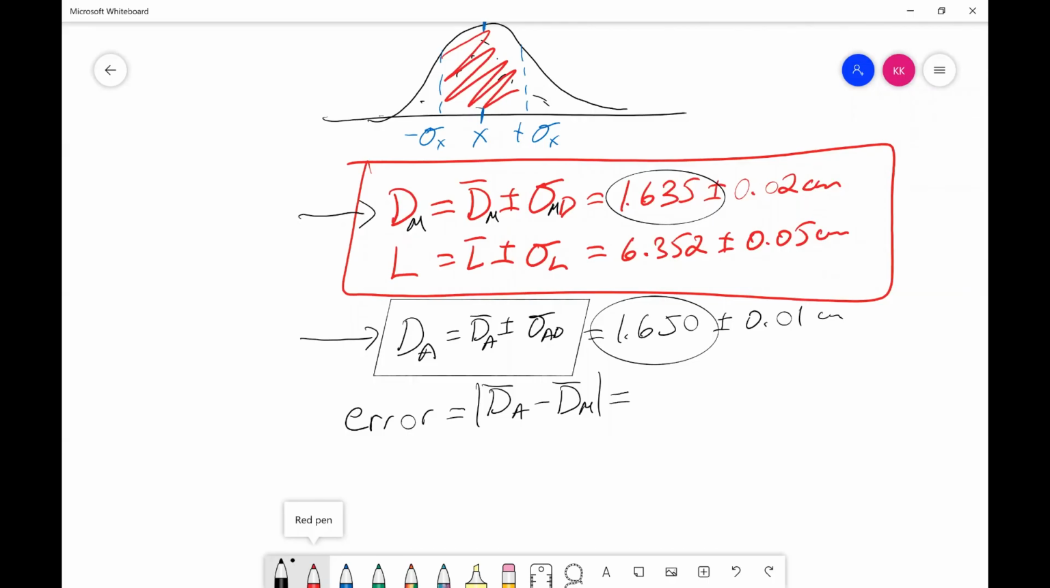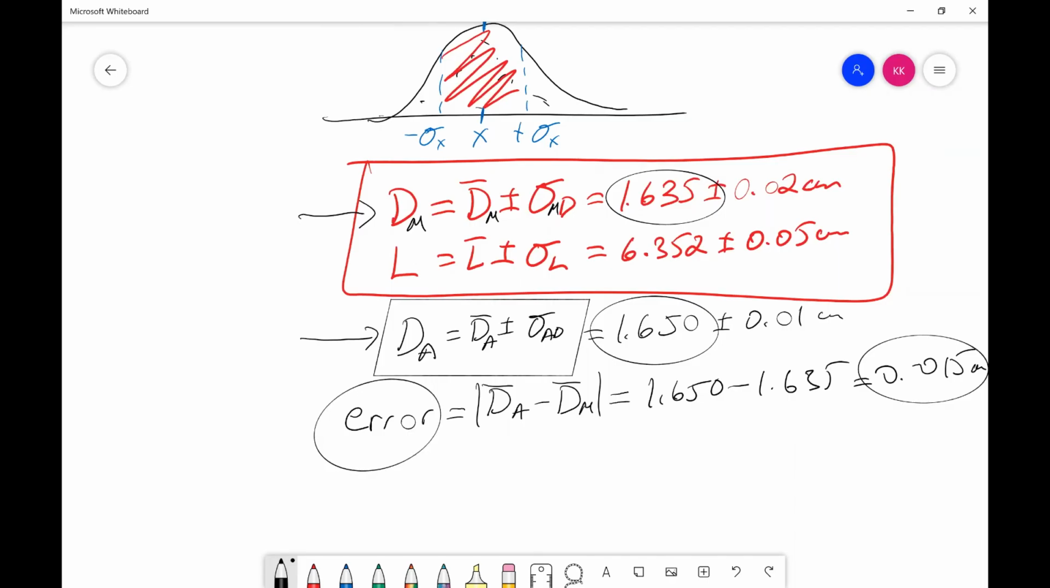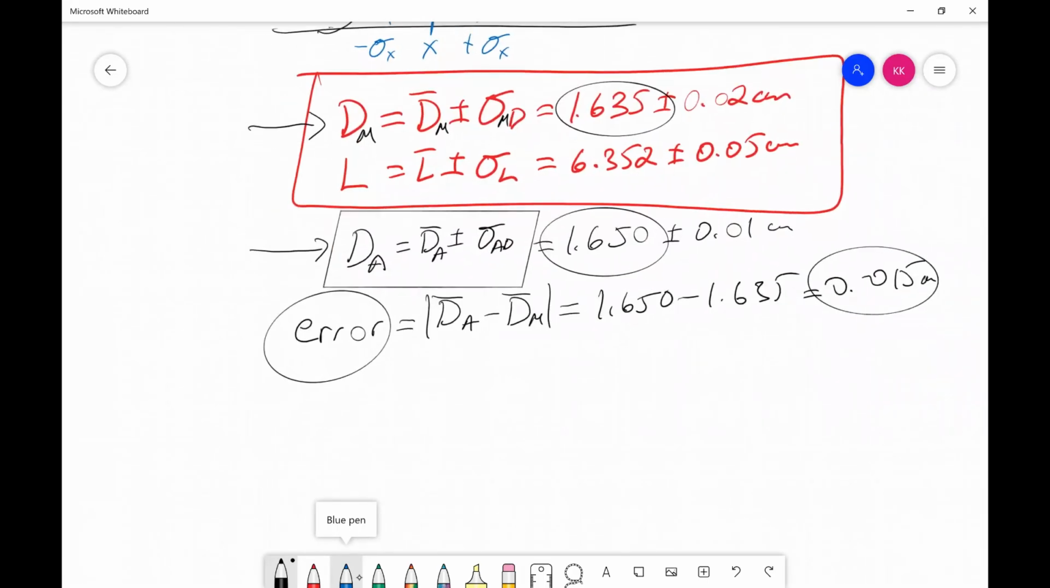For example, we start with the error, which is 1.650 minus 1.635. And we get a number which is the error in your measurements. So I get 0.015, for example. That means this is your error. And error, again, doesn't mean that it's a bad experiment or a mistake. It just means that this is the difference between measured and accepted averages. But even this number doesn't really tell you much. It doesn't tell you if it's a good experiment or not.